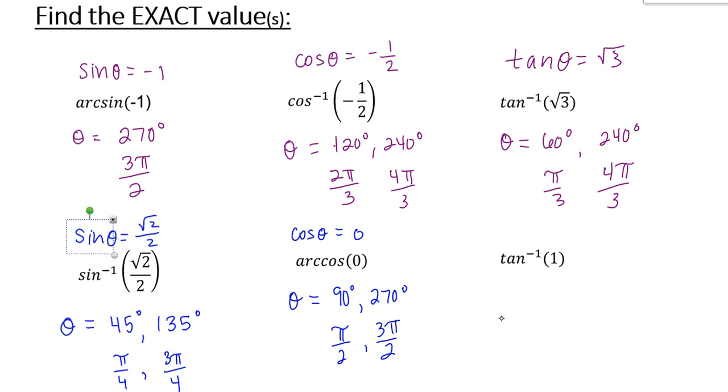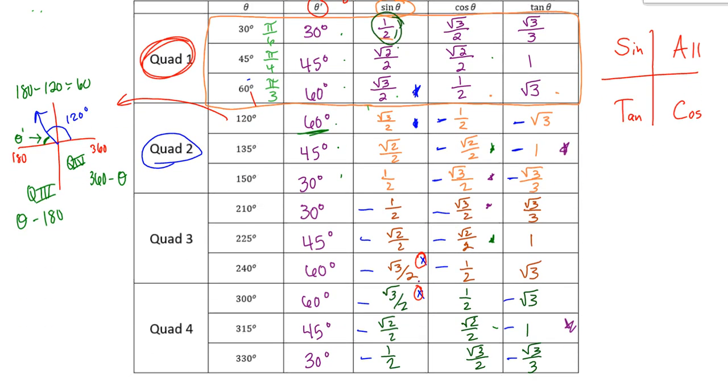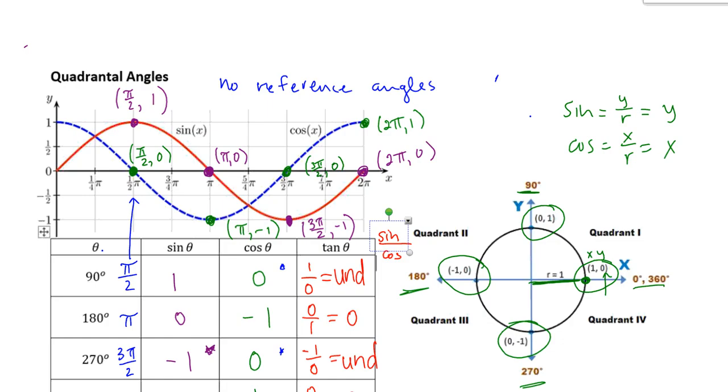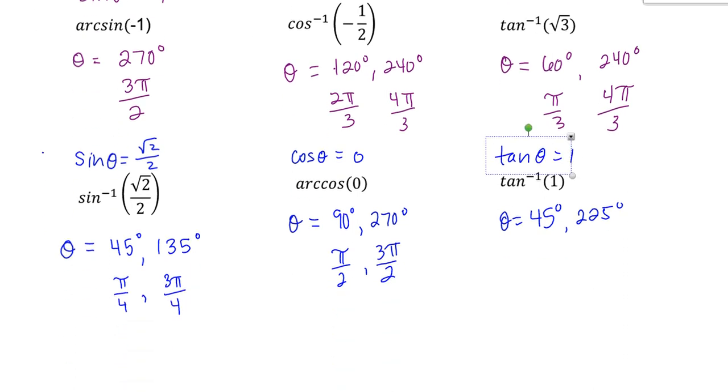Okay, inverse tangent of 1. Again, looking at your table here, tangent is 1 at 45 and 225. So theta equals 45 and 225. This meant the tangent of some angle equaled 1. That is pi over 4 and 5 pi over 4.